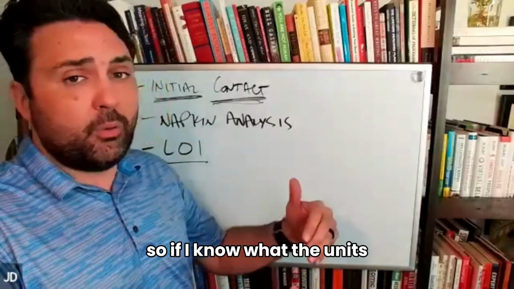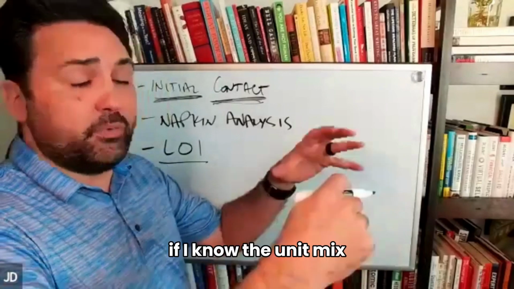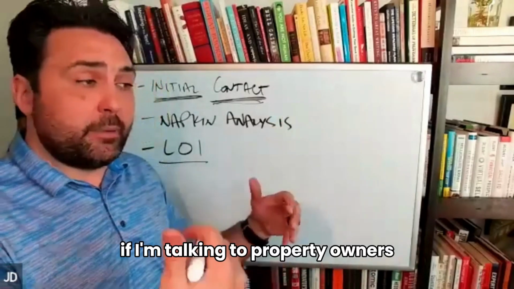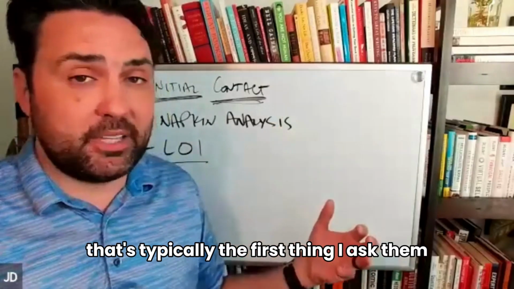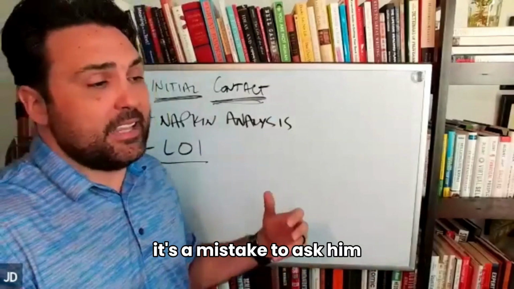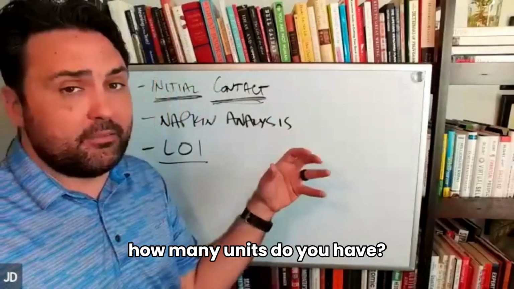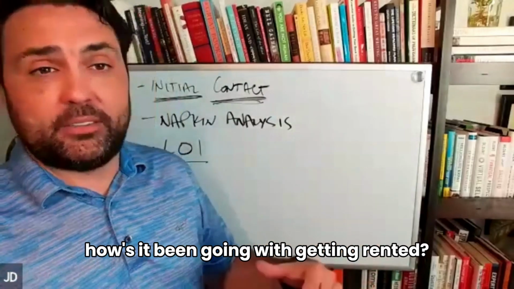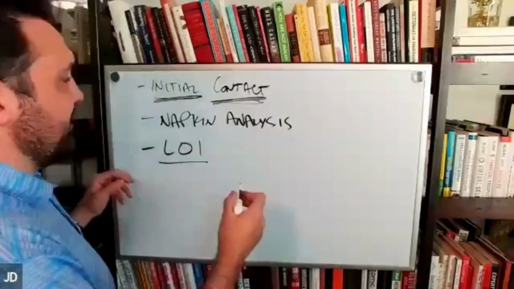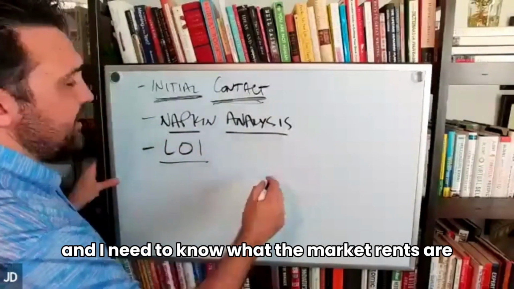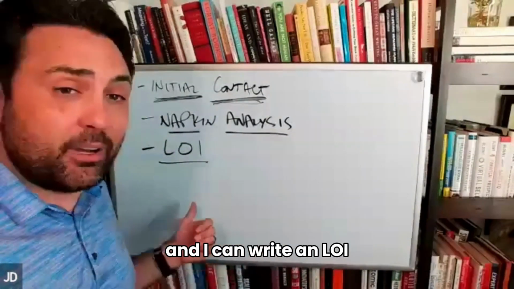So if I know the unit mix, if I'm talking to property owners, that's typically the first thing I ask them. It's a mistake to ask them, what do you want to sell it for, or whatever. I always ask, what's the unit mix? How many units do you have? How has it been going with getting them rented? Do you have a lot of vacancy, et cetera? But really all I need is the unit mix, and I need to know what the market rents are, and I can write an LOI.